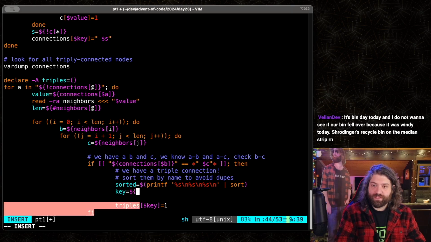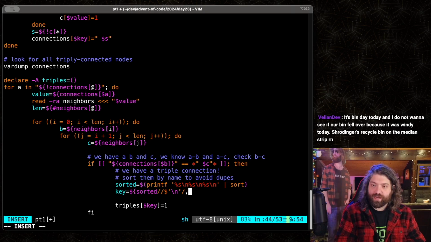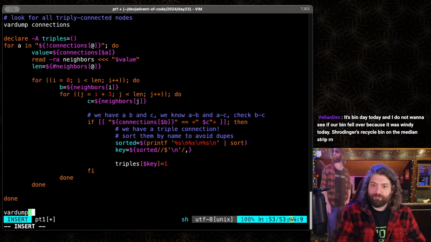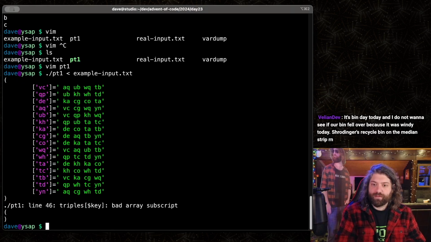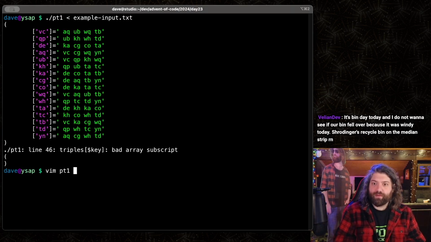And now we have them separated by new line, so we can just say key equals... what's a good way to do this? Sorted, turn new line into comma. Let's try that. Where do I run it? There we go. All right, well, that looked pretty good.